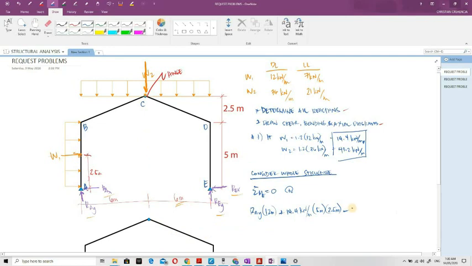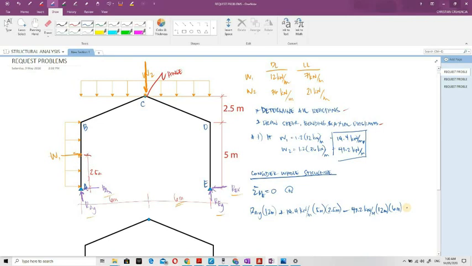Okay, so yung W2 natin is 43.2 kilonewton per meter. Then, yung length natin is 12 meters. Then, moment arm. So, again, yung resultant is yung nandito sa gitna. Okay, so that is 6 meters. So, yan lang lahat yung mga forces na magkakause ng moment about point E.